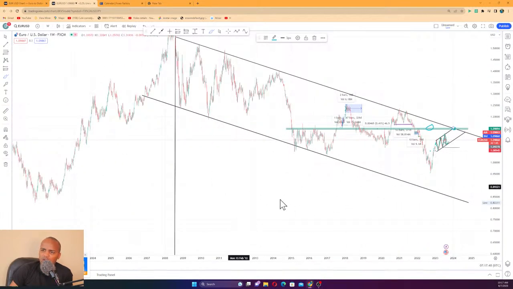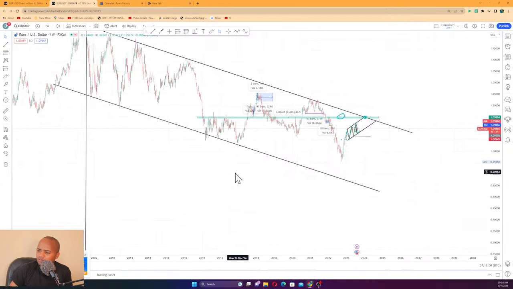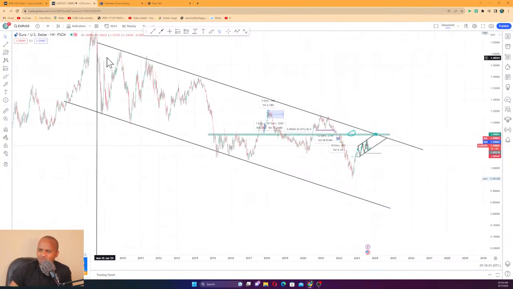So you can see how the market has just been doing. Let me expand this to see how the market has been doing in the long run. On the weekly time frame, you can see the market has just been going higher. This is the weekly time frame over here, and this is how the market has been doing in the long run.